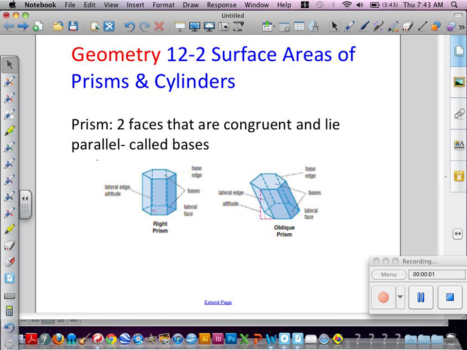Hello geometry students. Today we're starting chapter 12. We're not going to do section 1. We are continuing on to section 2, which is on surface area of prisms and cylinders.